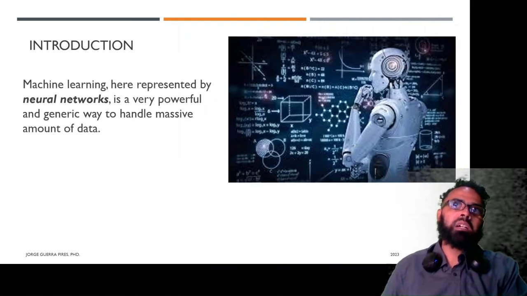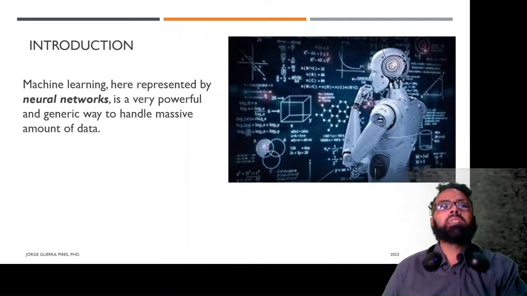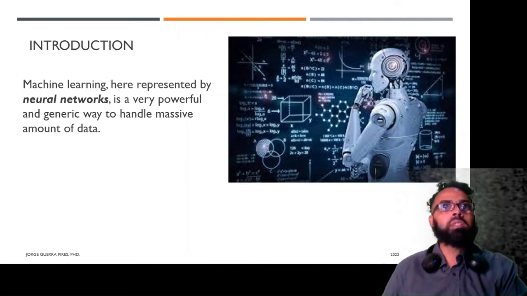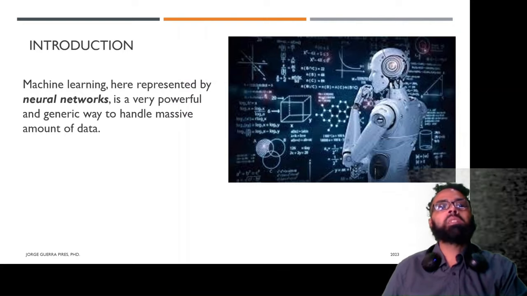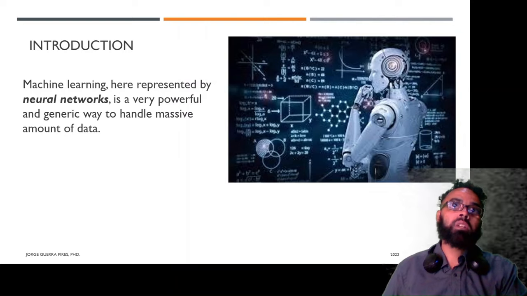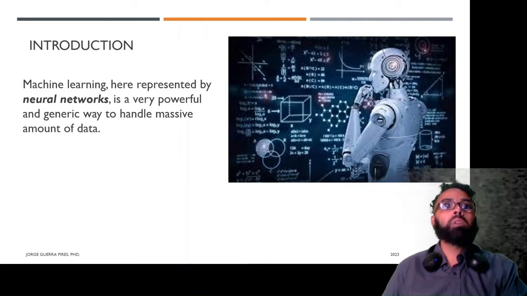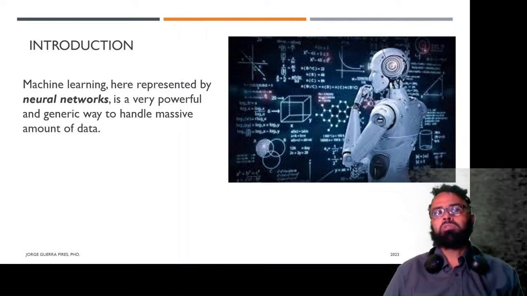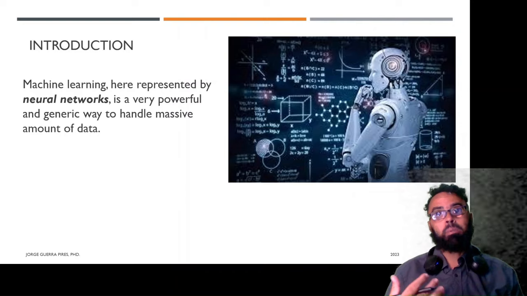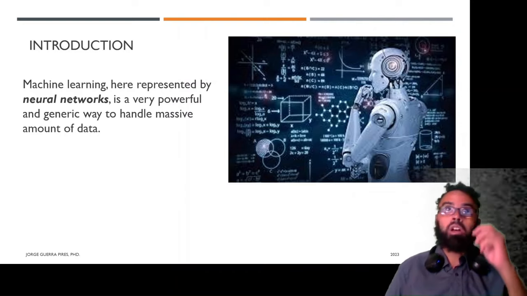Machine learning here, I'm talking just about neural networks, which is the group of models that is much more successful. Most of the models you hear about in machine learning have to do with neural networks. That includes ChatGPT. So they are a very powerful and generic way to handle massive amounts of data. They do not require you to know the structure of your data. As long as you have the data pre-processed properly, the data set, you can do a lot of work.